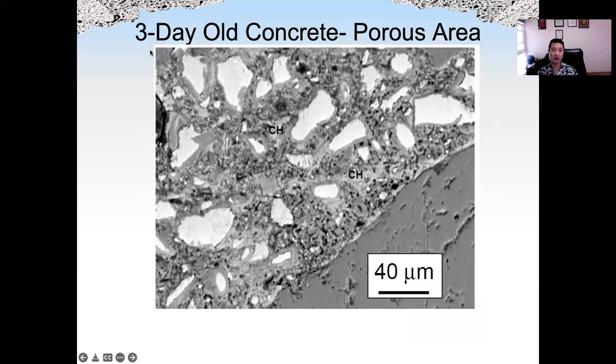Here shows early age. This is a 3-day-old concrete. This is the ITZ. Again, this is aggregate. This is ground mass. We can see clearly more black color or pores in the ITZ area because this is early age, only 3 days old. We do not have enough hydration product. When the hydration process goes on, we will see more and more hydration product, especially calcium hydroxide, precipitate and fill in these voids in the ITZ.